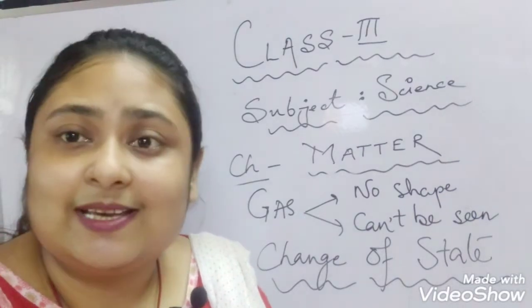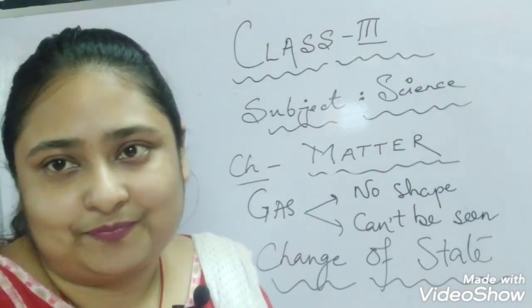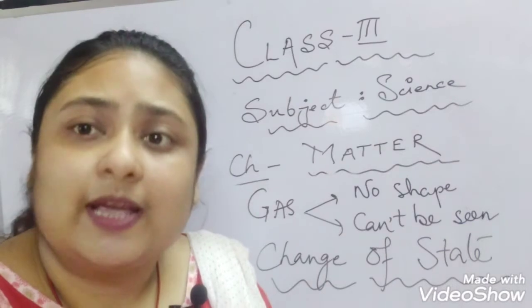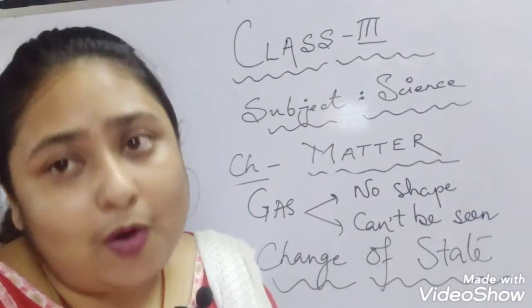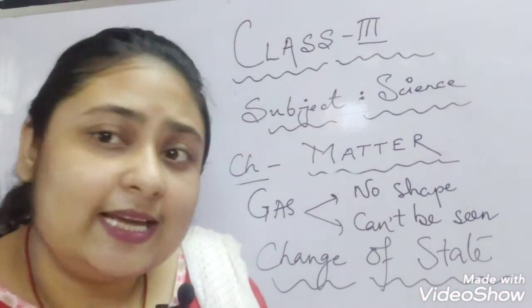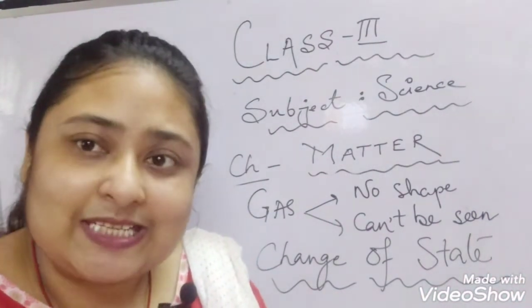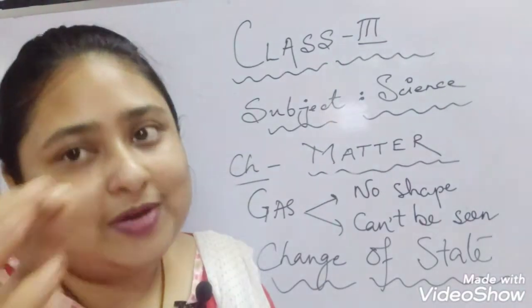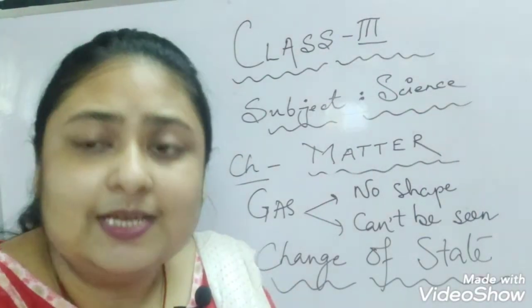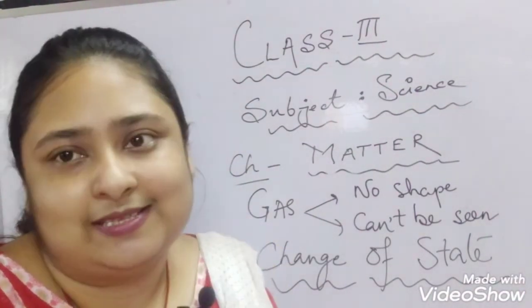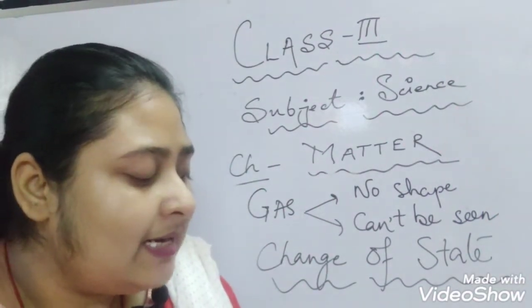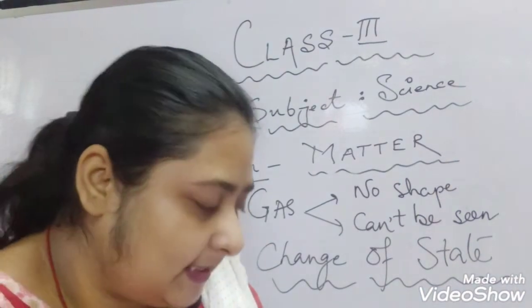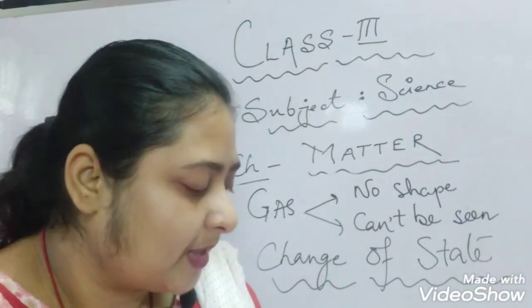So, ice is solid. But when it again gets heated up, it again gets converted into water. So, basically it is water, but it is changing its form. From liquid, it has converted into ice, like solid. Okay? In liquid state, it exists as water only.